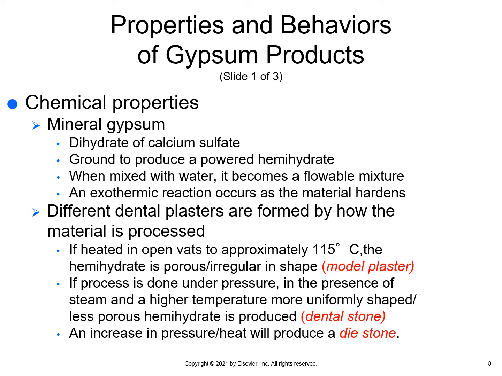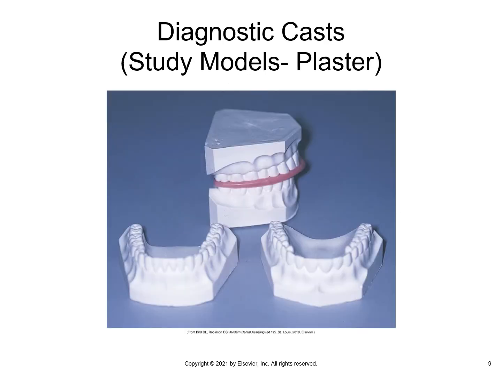It is weaker. Now if we take that same mineral, and a process is done under pressure in the presence of steam and at a higher temperature, it will create a more uniformly shaped and less porous hemihydrate, which is dental stone. And with each one of these processes, that stone or that hemihydrate becomes a little bit stronger. The third process is a further increase in pressure and heat, and that produces dye stone, which is very strong.